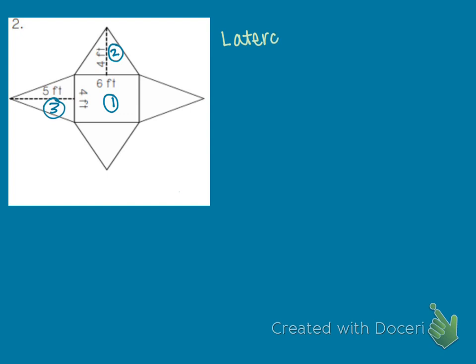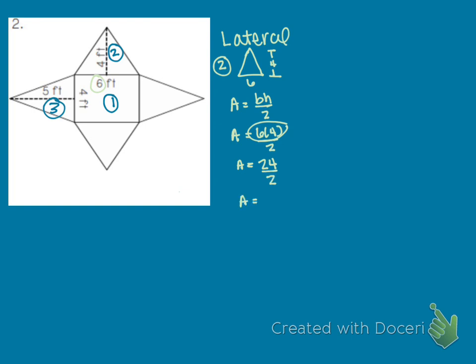Okay, so to find lateral, we don't need the base. So I'm going to start off with the second shape. I'm going to just draw it. It has a height of 4 and a base of 6. Okay, so area equals base times height divided by 2. And area equals 6 times 4 divided by 2. Area equals 6 times 4, which is 24. And then we have to cut that in half to finish the formula. So 24 divided by 2 is 12 feet squared.